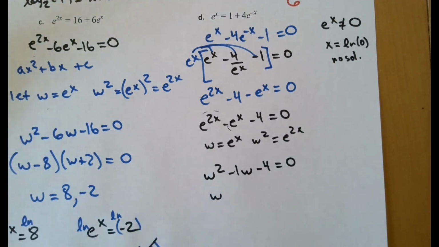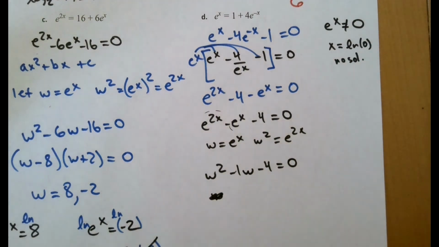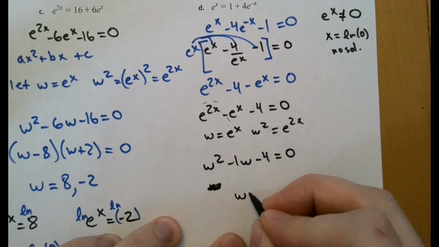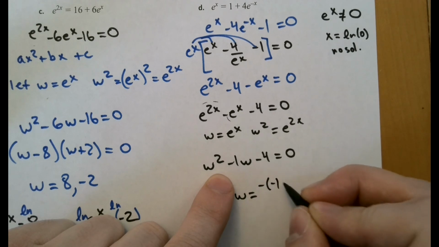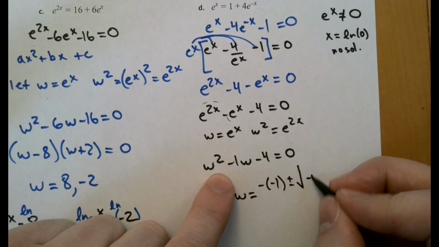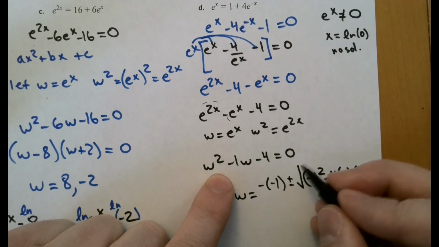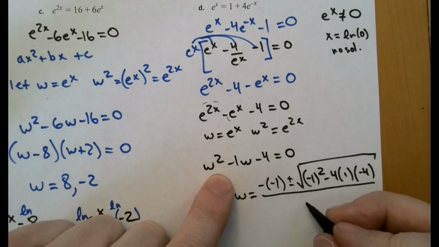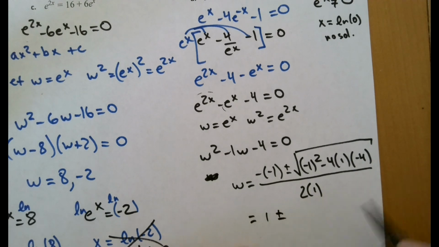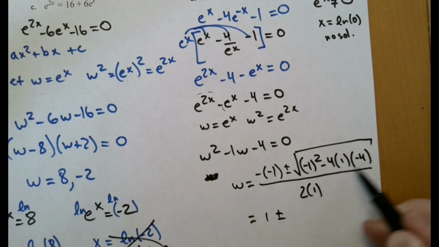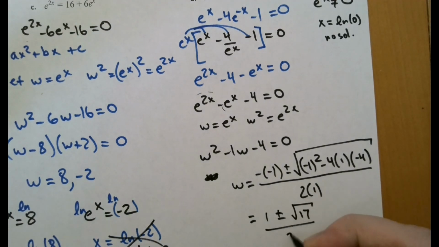This is nice and factorable. Or is it? Oh, it is not factorable. So let's quadratic formula it. So w is going to equal negative b plus or minus the square root of b squared minus 4 times a times c, all divided by 2 times a. All right, what does this simplify to? Let's see, 1 plus or minus. So this is positive 16. This is 1, so it's going to be the square root of 17 over 2.